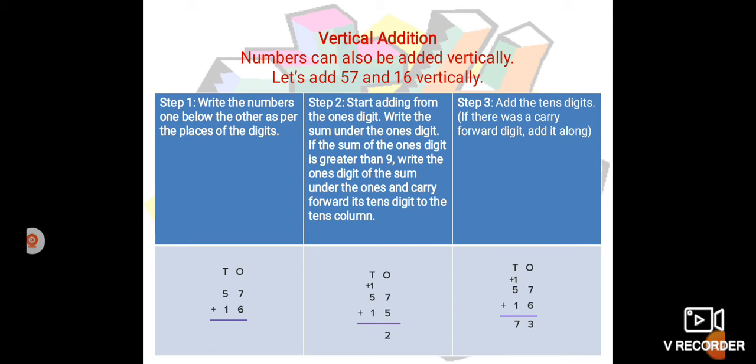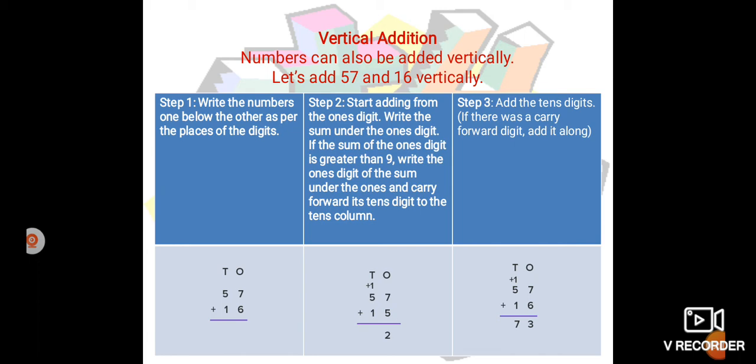Is it clear to you? What I told? 7 plus 6, the sum is 13. 13 means a two-digit number, where one digit is in the ones place and another is in the tens place. So what will we do? We will write 3 in the ones place and carry forward 1 to the tens place.